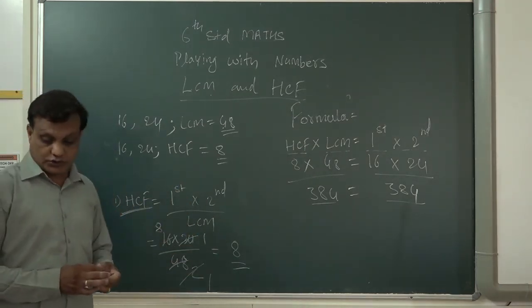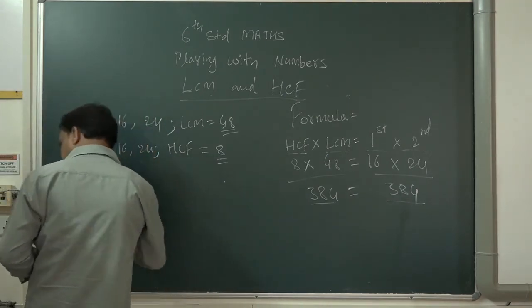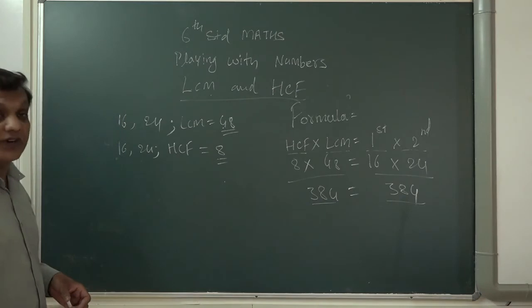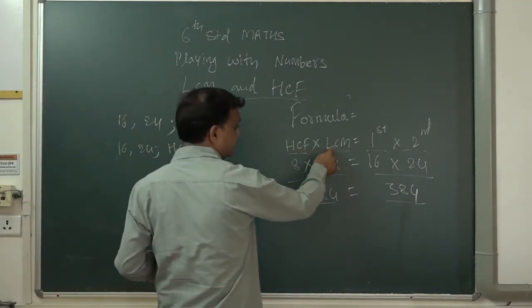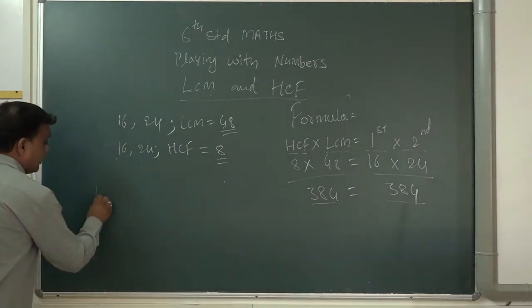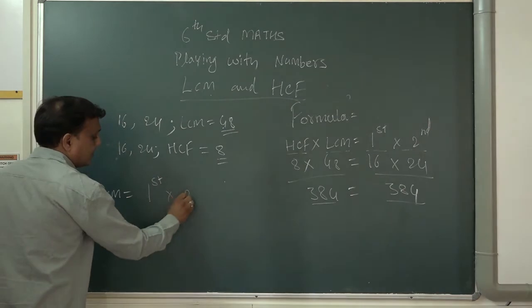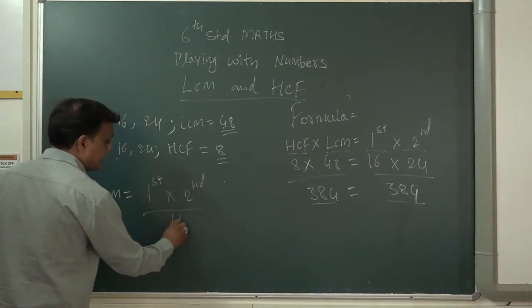Now we will go to the next formula. Now LCM is not given. First number, second number and HCF are given. So LCM is not given. So first number multiplied by second number divided by HCF.